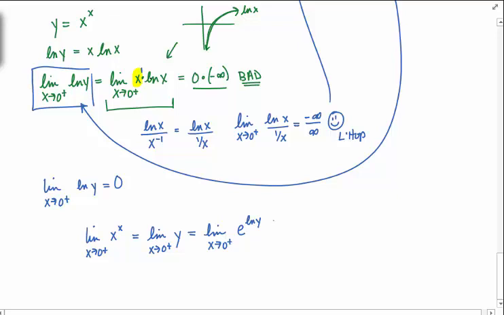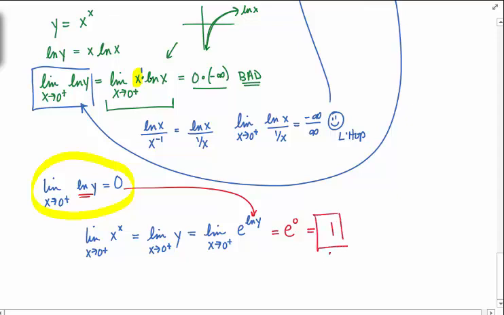Now, here's where this piece of information becomes important. Now we know that this, as x approaches 0 from the right, equals 0. So I'm going to plug that in there, and we get this limit is e to the 0, which is equal to 1. So we are done. Our answer to the original problem is 1.